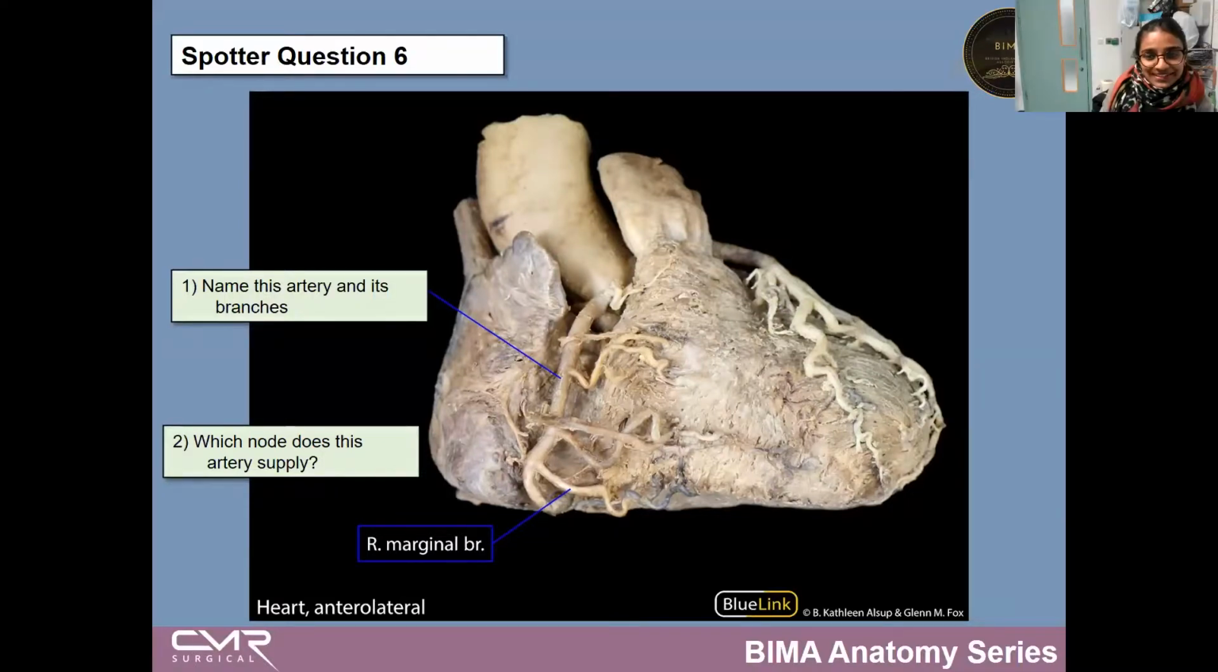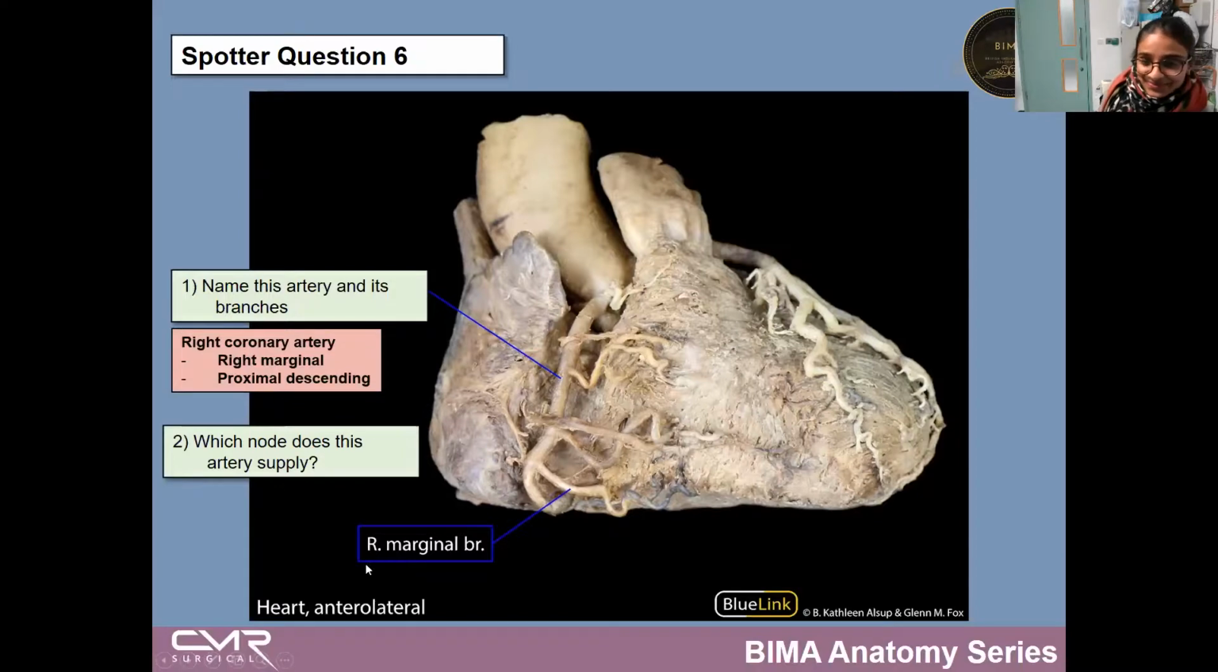One of them is already labeled, but let's see if you can remember the other one. Posterior descending. Is it posterior descending? So it does start with a P, but it's proximal descending. Well done, Varun, though. Good job.